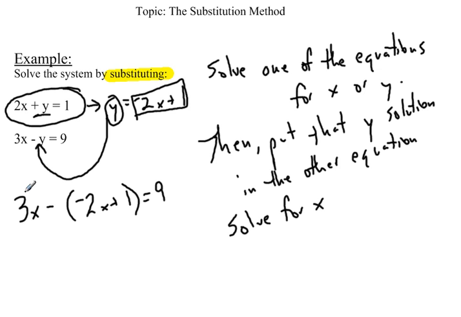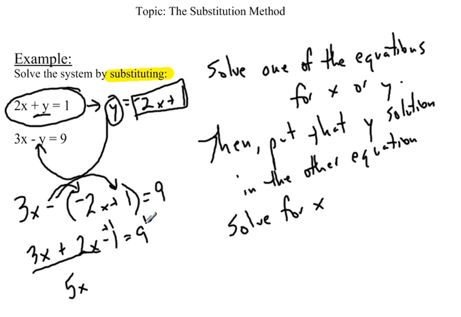Solve for x. So that's 3x. Don't forget right here I need to distribute this negative to both these terms inside parentheses. 3x plus 2x minus 1 equals 9. Let's go ahead and combine 3x plus 2x. Get 5x equals 10. Divide both sides by 5. I'm going to get x is 2.